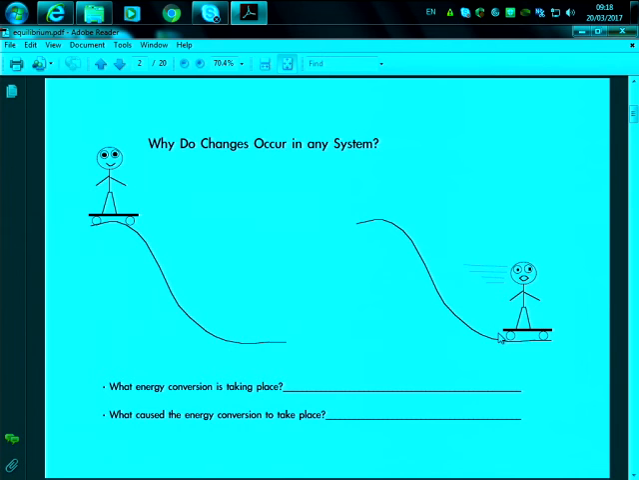Right, so if you look at this system, can you tell me what type of conversion is happening here? Potential to kinetic energy, okay? So what caused the energy conversion to take place? The elevation, yes, the gravity force affecting it there. And what enabled the conversion to take place in a faster way? Friction.